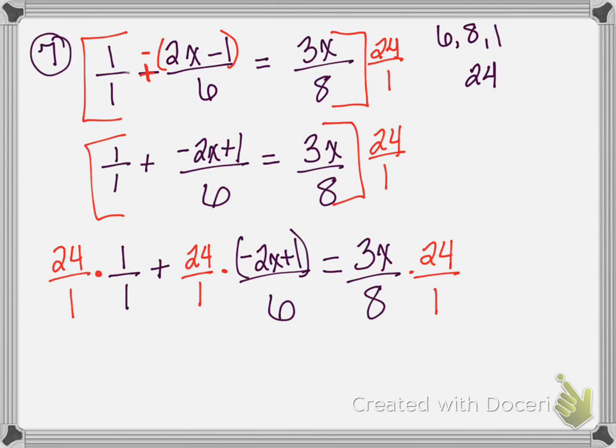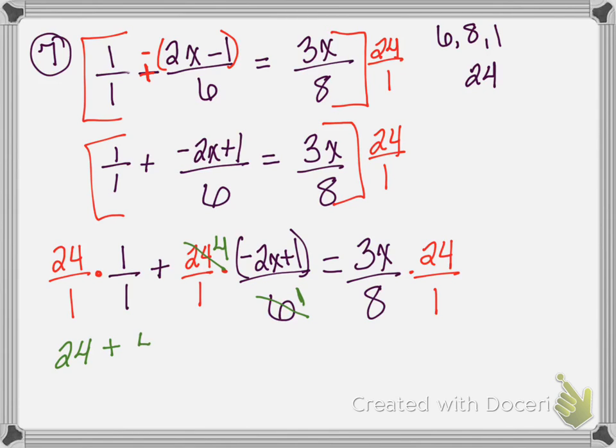Now, I don't have anything that I can cross cancel in 24 over 1 times 1 over 1. So it would just be 1, I'm guessing? It's actually 24. Oh, 24. Okay? 24 times 1 is 24. I had it right the first time. Okay. 1 times 1 is 1. Okay? Here, 6 goes into 6 1 time. 6 goes into 24 4 times.